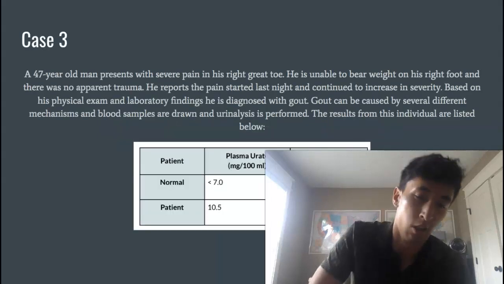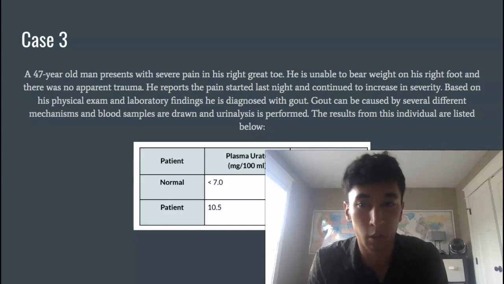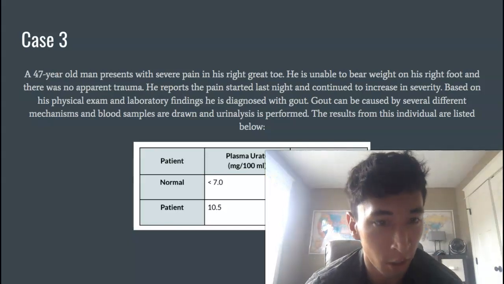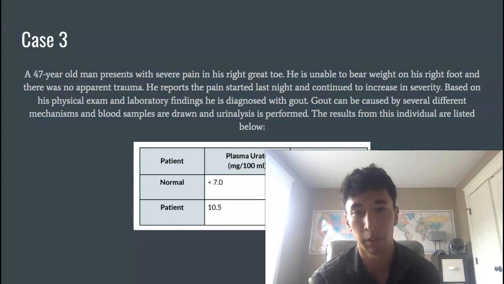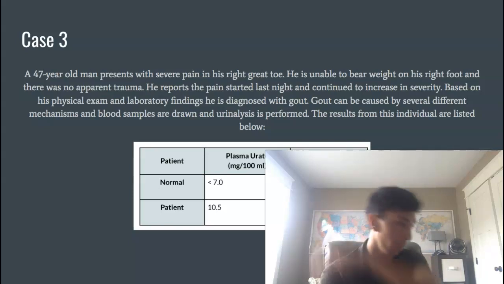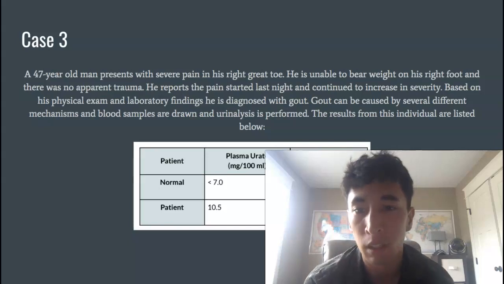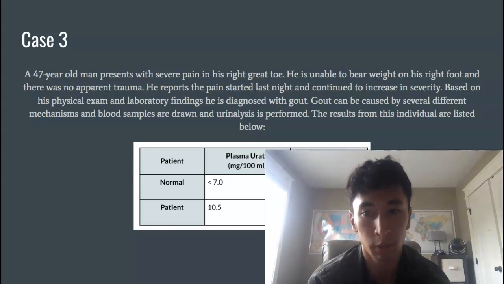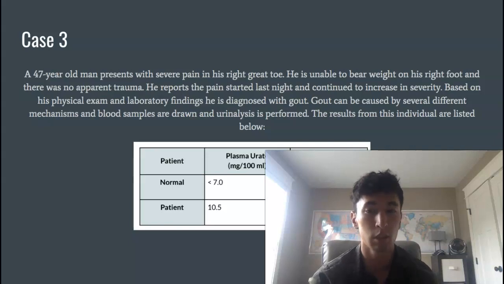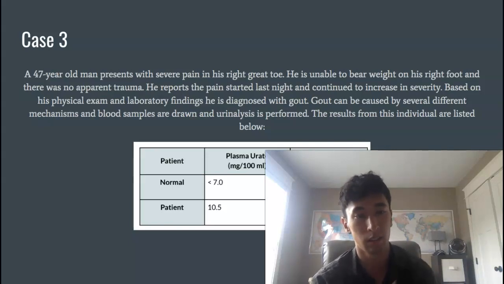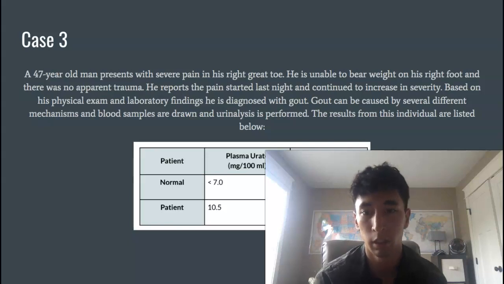For case number 3, we have a 47-year-old man who's admitted to the ER due to right great toe pain, causing him to be unable to bear weight on that right foot. Upon further investigation with a full physical exam and laboratory samples, the man received a gout diagnosis, as we can see in the explanation for the question here.